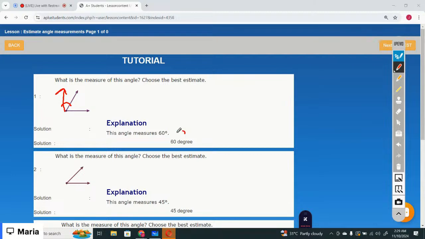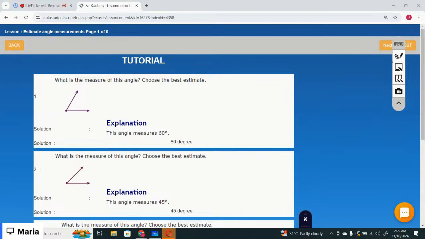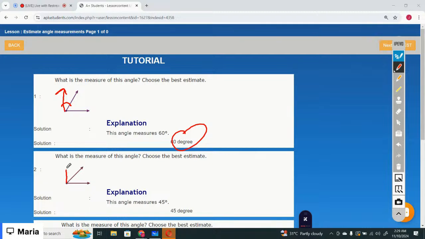Then that means this is the 60-degree angle. You need to estimate, so you can estimate like this, right? Just look at this one. This is the right angle, and the line is exactly half of the 90 degrees. So half of 90 degrees is 45 degrees. Let's just start with the test questions.